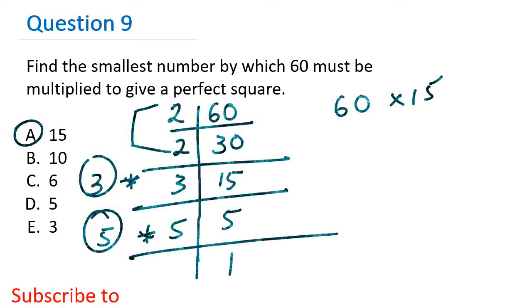60 times 15 will give us 900. And 900 is a perfect square. Plus 30 times 30 is 900. The square root of 900 is 30. Alright, so you can always use this method once you come across a question like this.